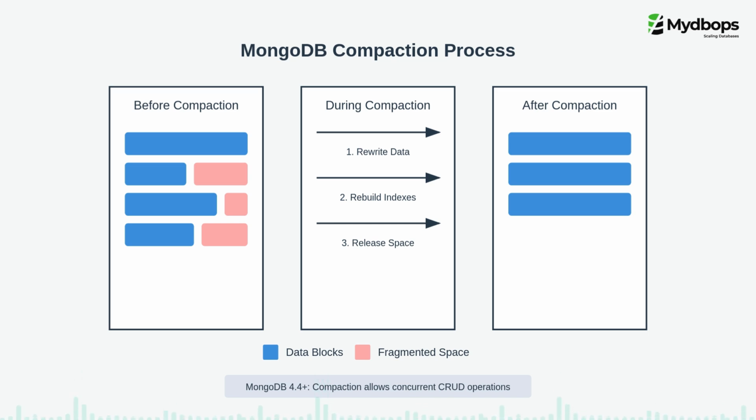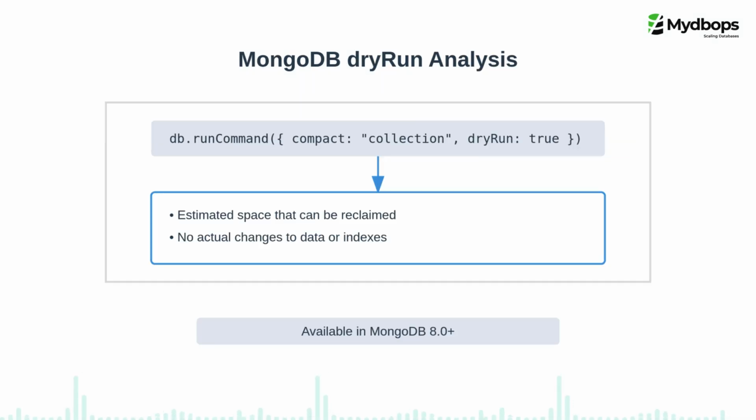And speaking of less disruptive, MongoDB 8.0 introduced a pretty neat feature called dry run. I've heard of that. Tell me more about it. Well, it's like a test run for compaction. You can basically see how much space you could reclaim before actually going through with the compaction process. No more guessing games. I like that. But I've heard that in older versions of MongoDB, compaction used to be a bit of a pain, right? Like it would block everything while it was running. That's true.